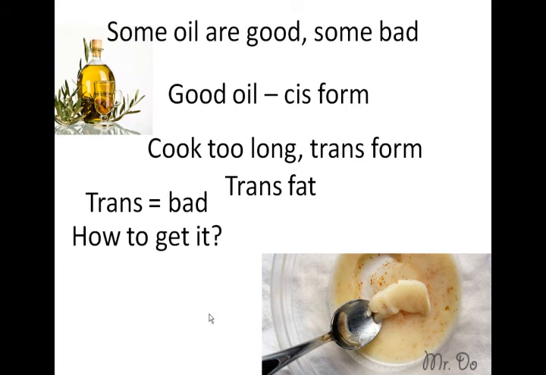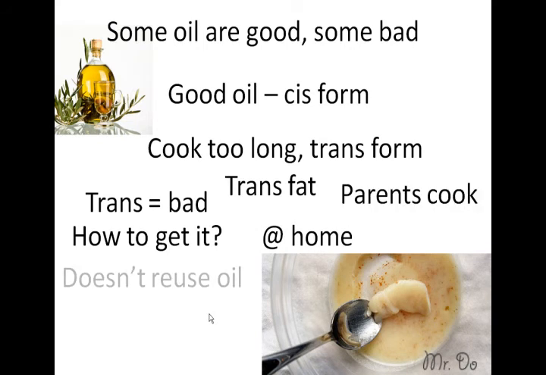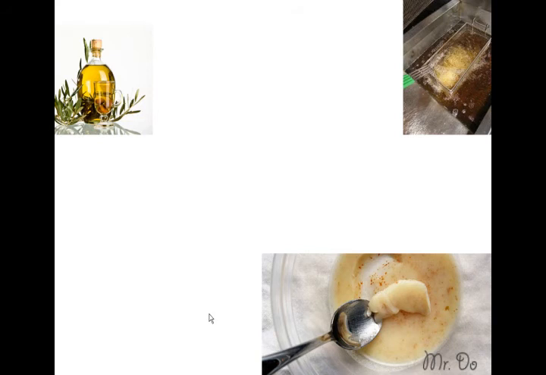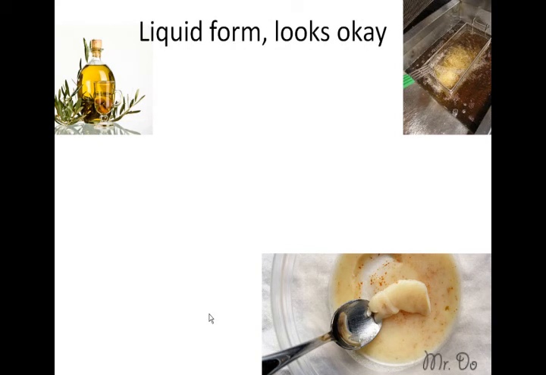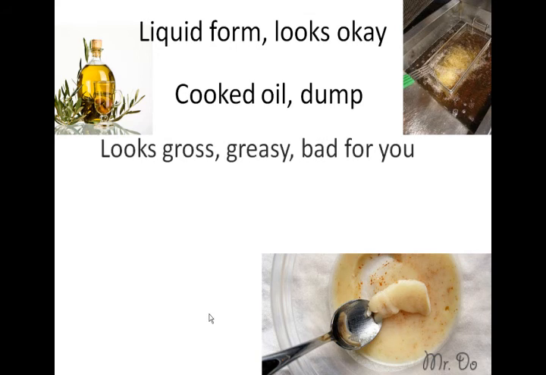So the question is, how do you get from the cis form into a trans form? Well, let's start with cooking at home. When your parents cook, they usually do not reuse the oil. The reason being is when you cook, it looks greasy and liquid. It looks okay, not as bad, but the moment it's too solidified, it starts to look very greasy and gross. So besides the fact that it looks gross, you don't want to put that into your throat, it's not good for you. At fast food restaurants, however, that's not the case.